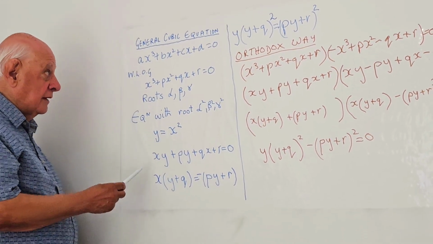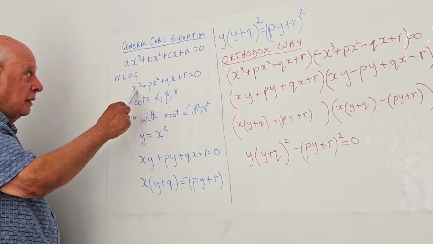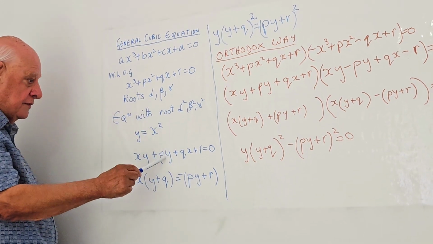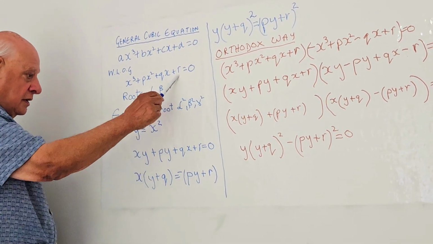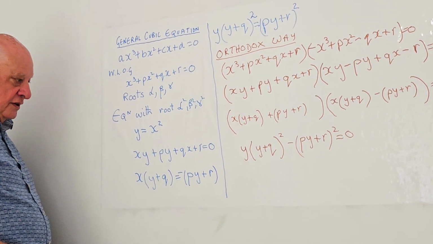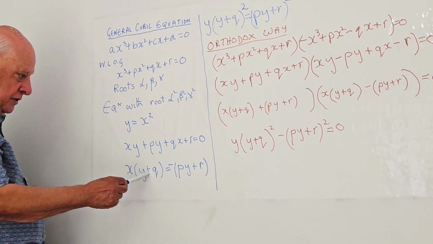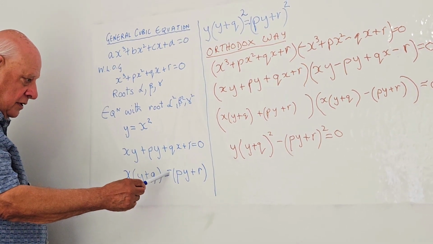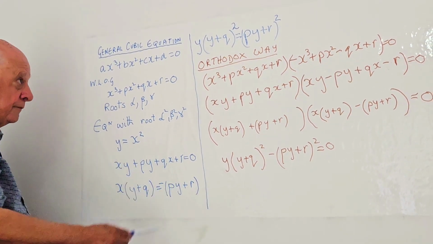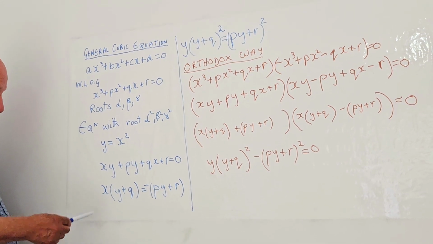So let's see what happens then. x cubed becomes xy, px squared becomes py, and then the qx and the r. Now we'll group together the terms which have x's in them, which is that one and that one. So that is x into y plus q, and the other ones, which we take to the other side, are minus py plus r.